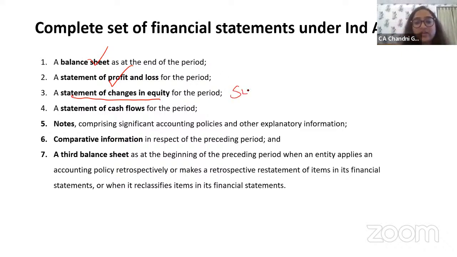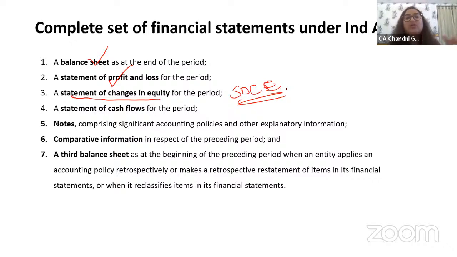This, in short, is called SOCI, the statement of changes in equity. This is an additional statement in the Ind AS regime, and it shows the movement in reserves and surplus. First it will show the movement in equity share capital, and then the movement in all the reserves and surplus: capital reserve, general reserve, retained earnings, other comprehensive income. So it's just a statement separately prepared to show the movement of reserves and surplus.